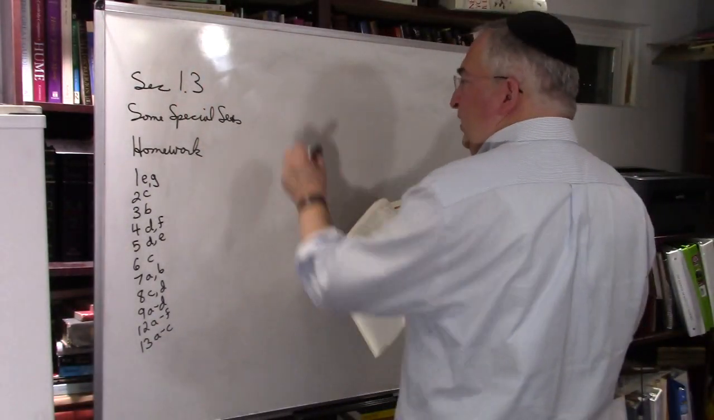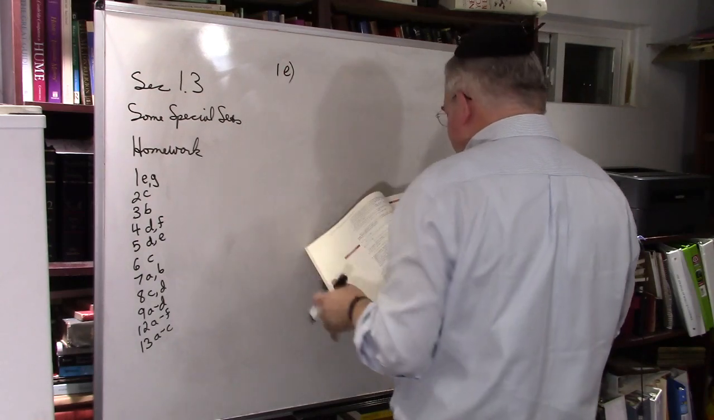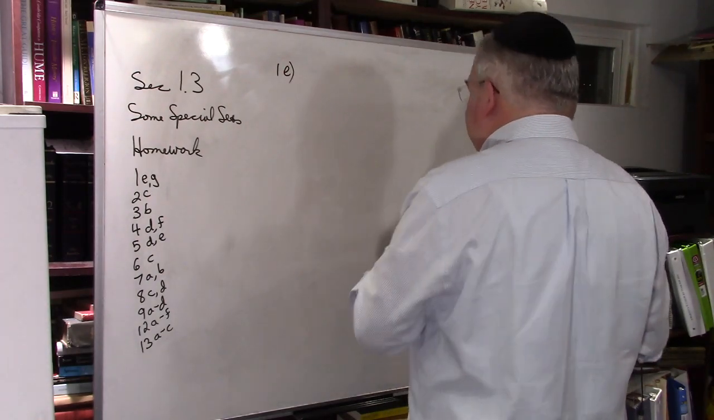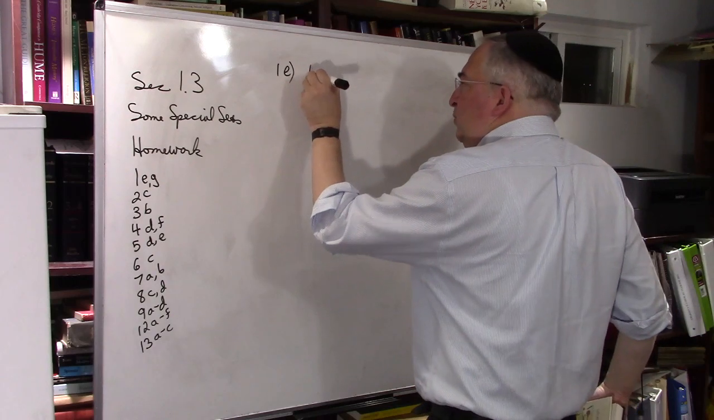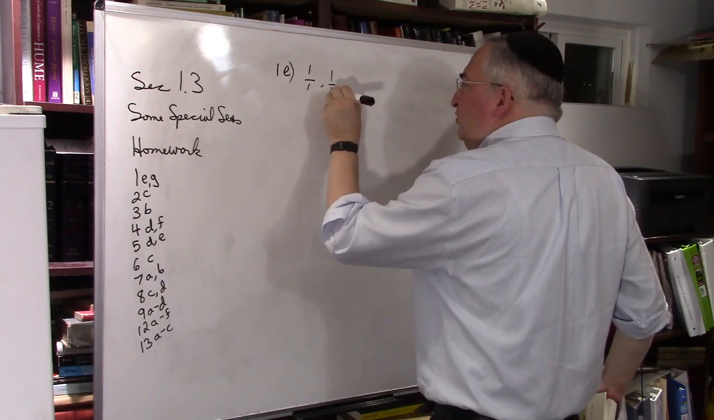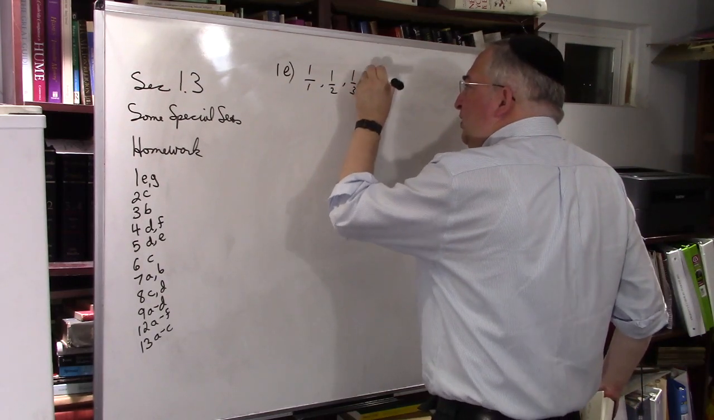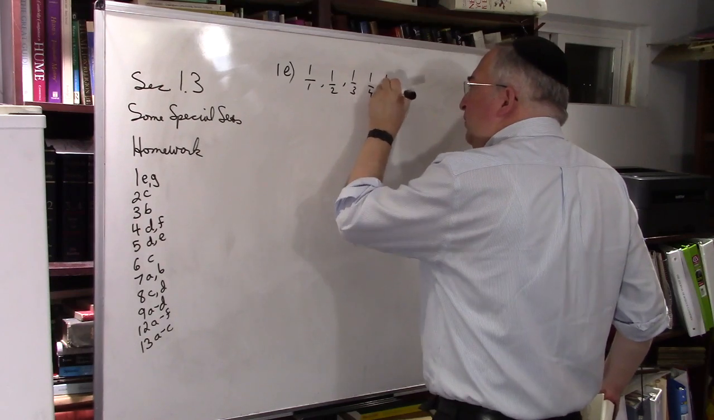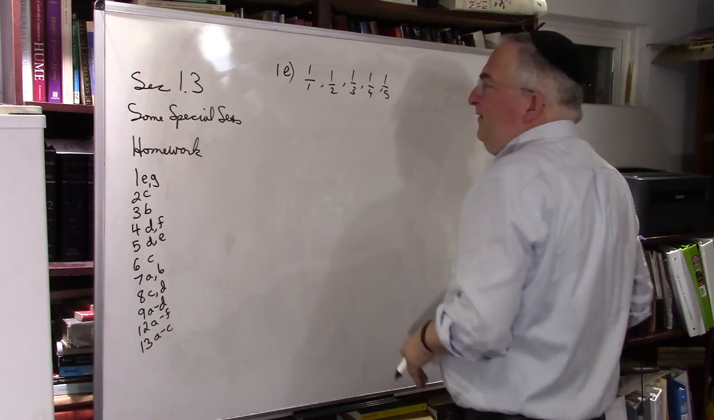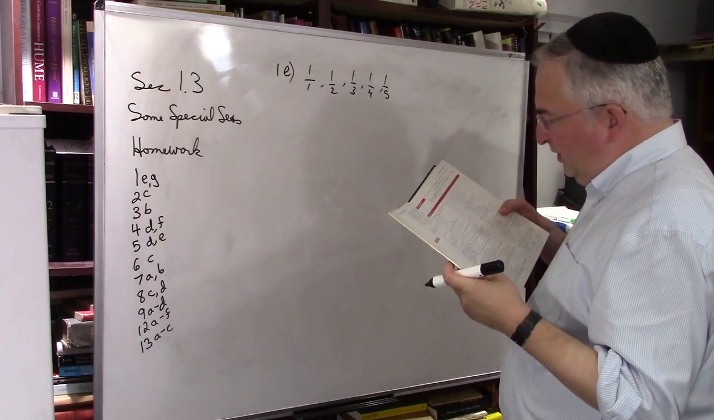So let's do it. 1E. List 5 elements from each of the following sets. So how about this? 1 over 1, 1 over 2, 1 over 3, 1 over 4, 1 over 5. Those are 5 elements of that.